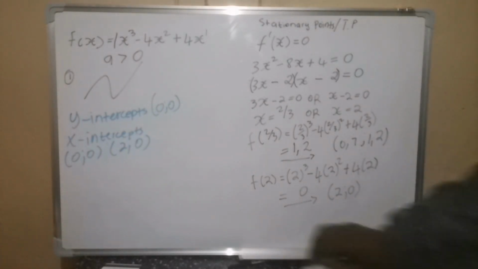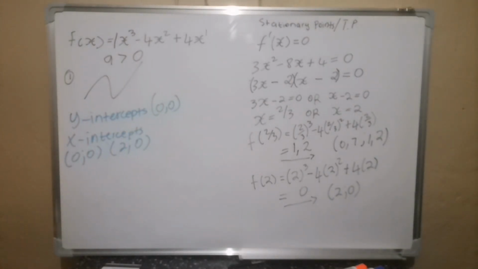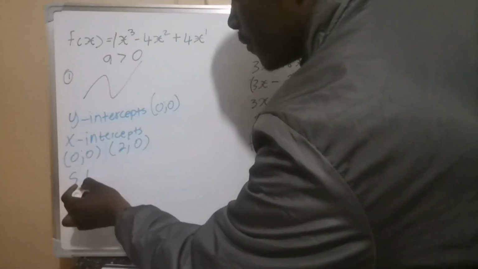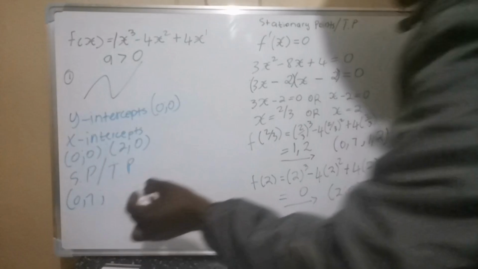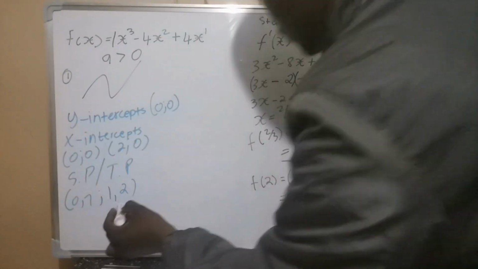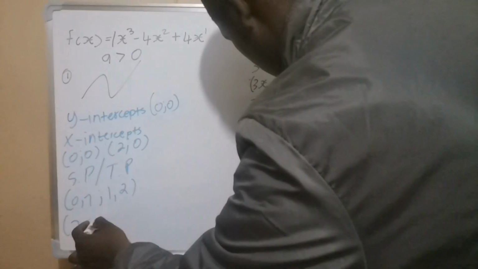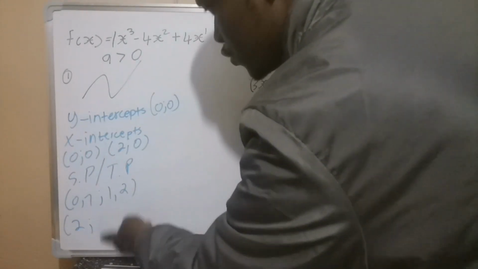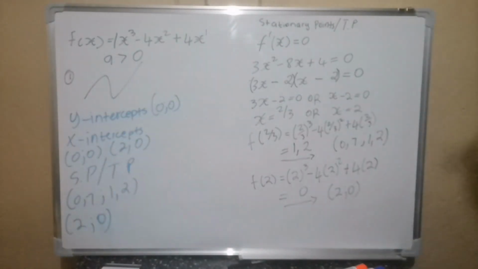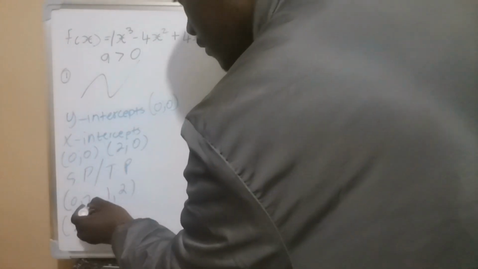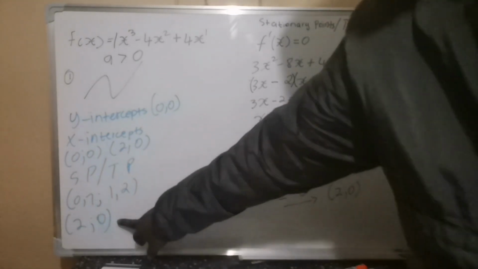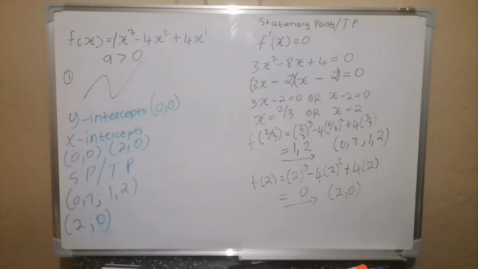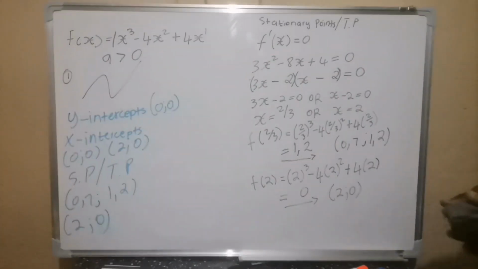So my stationary points, my turning points, the coordinates are 0,67 and 1,2. Another one is 2 and 0. Let me just write them properly. Yes, so it's 0,67 and 1,2. The other one is 2 and 0, guys, okay?